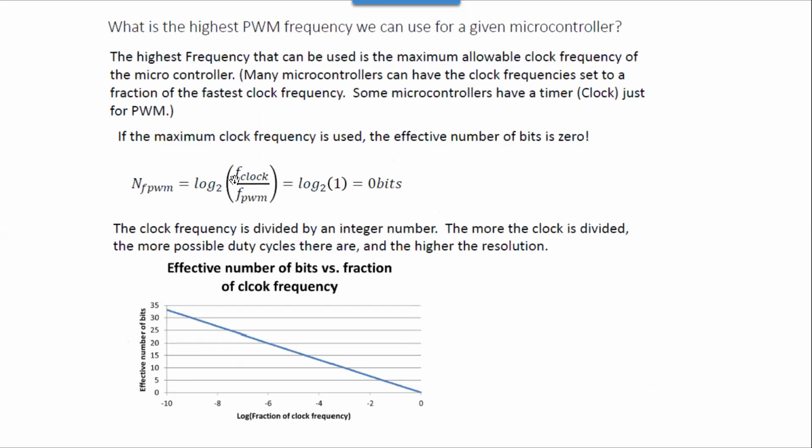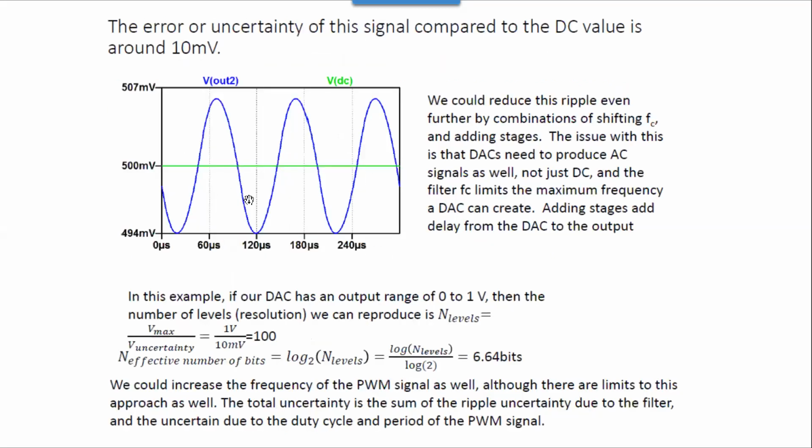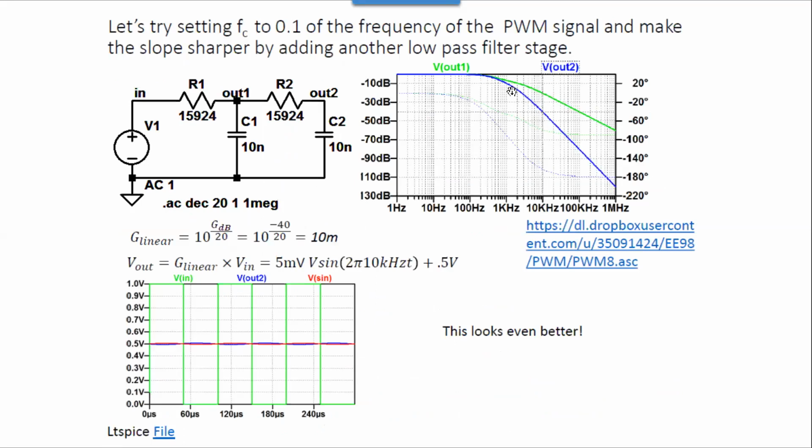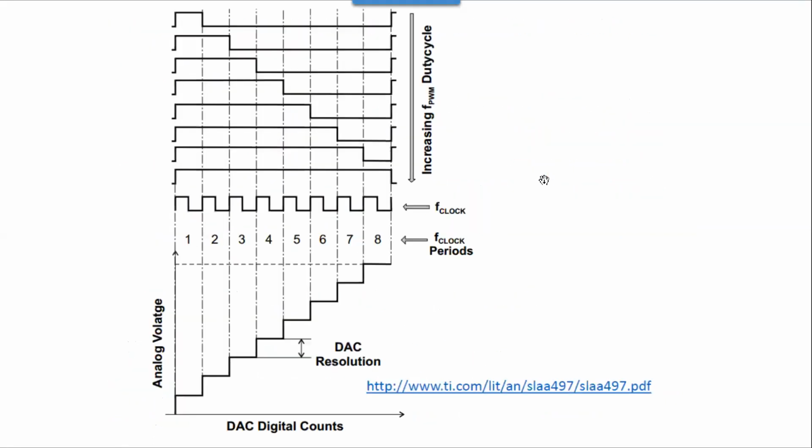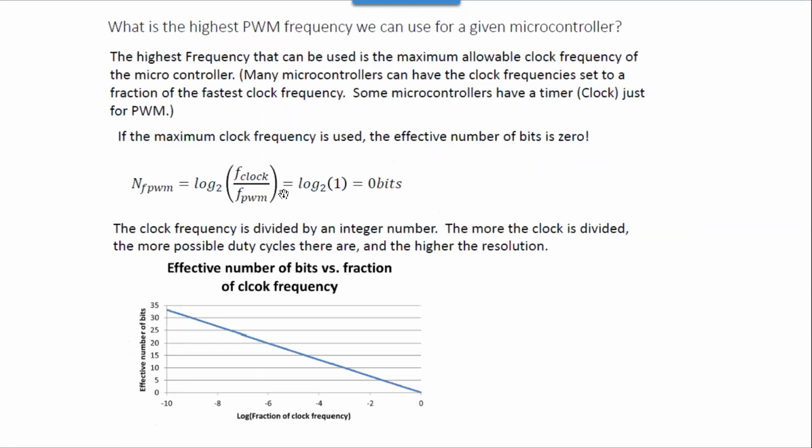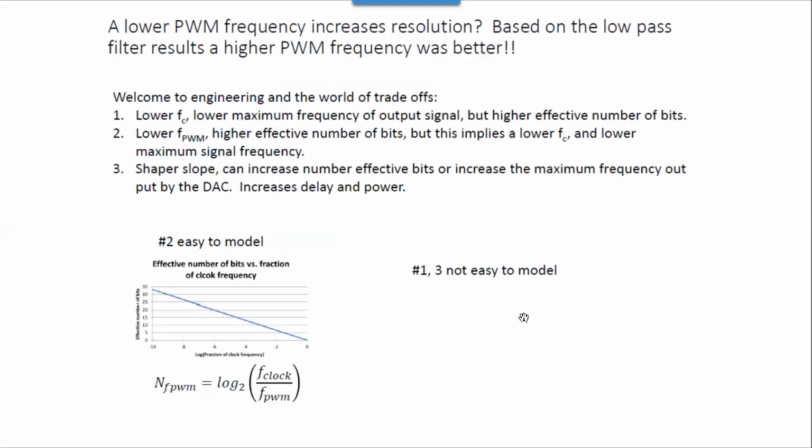You have a clock frequency and you divide that into your pulse width modulated frequency. So what happens is you want this to be really small, but this cutoff frequency you want large. In this case, we get like 0 bits, but it's a nice, easy thing to calculate. This is the log of the fraction of the clock frequency. You can just see that this linearly goes up. But that's not good enough.